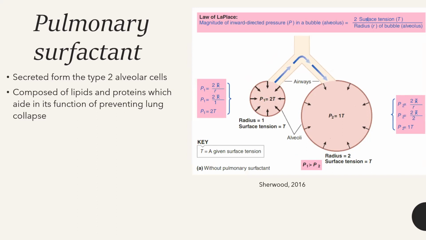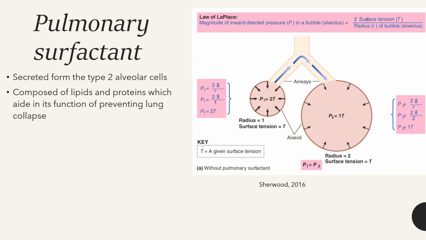So going into these pictures, from this first picture we see the physics law that affects alveoli and the pressure is the law of Laplace. This law states that the magnitude of the inward directed pressure, which is P in our formula here, in a bubble is equal to 2 times the surface tension over the radius of the bubble. So this is the physics law that is acting on these alveoli, which helps explain the collapsing tendency.